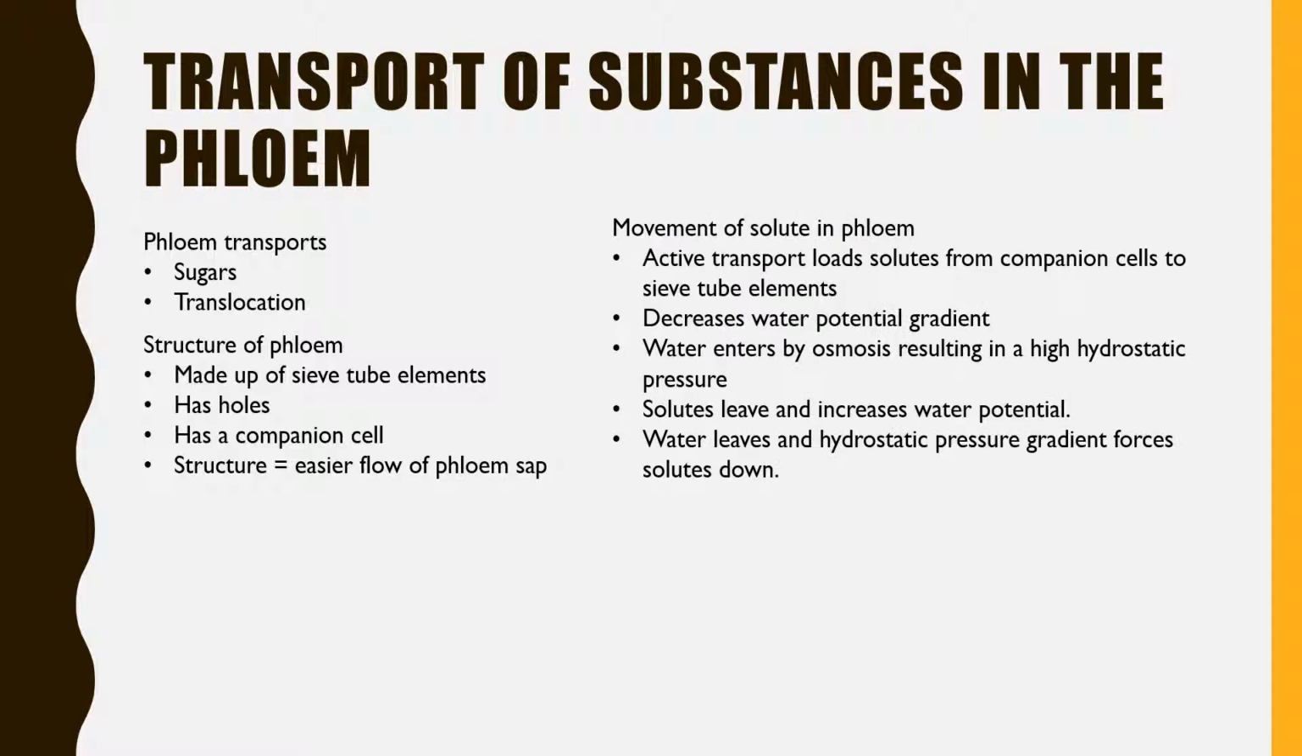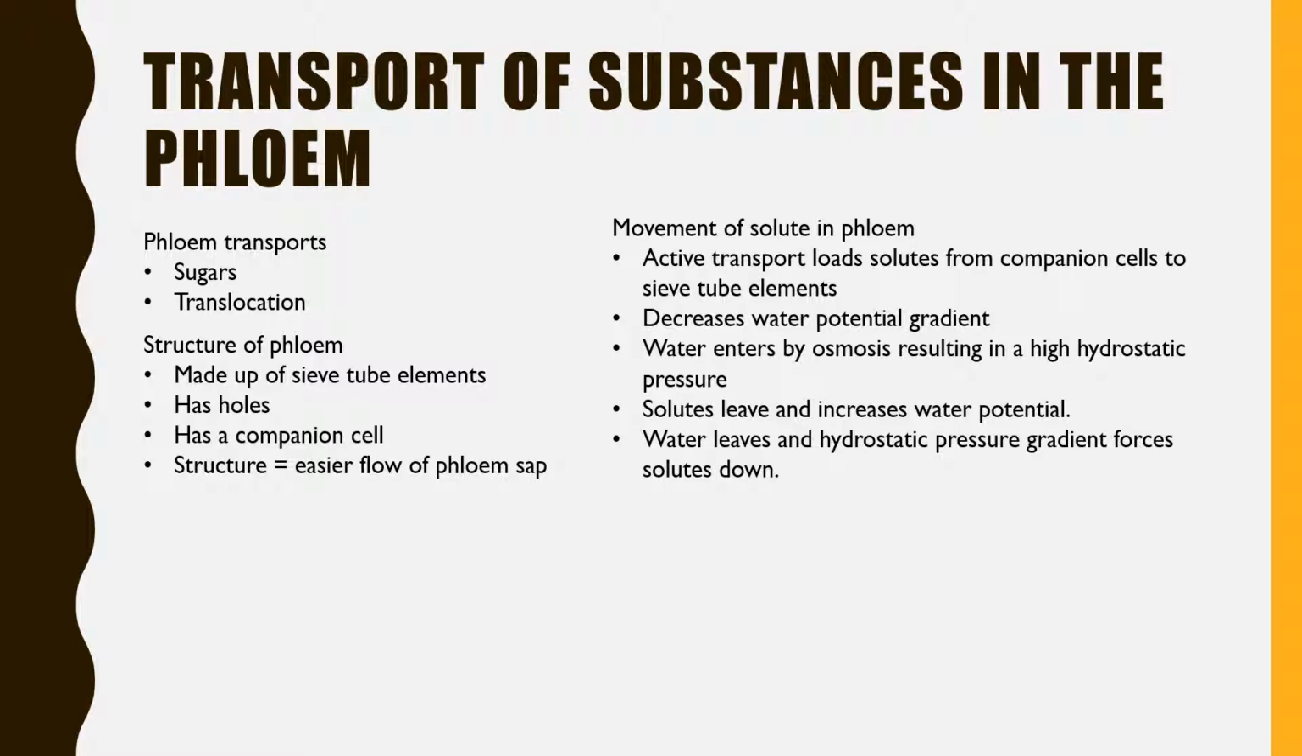Now, what is the movement of the solute in the phloem? Well, active transport loads the solutes from the companion cell into the sieve tube element, which, due to this solute, decreases the water potential. So, due to this, water moves in from the xylem into the phloem, which results in a high hydrostatic pressure. At the bottom, solutes leave, and due to this, it increases water potential. So, water now leaves at the bottom of this sieve tube column. Due to it leaving, it creates a high pressure at the top of the plant, causing the solutes to travel downwards. So let me draw a quick diagram so you can see what I'm talking about.